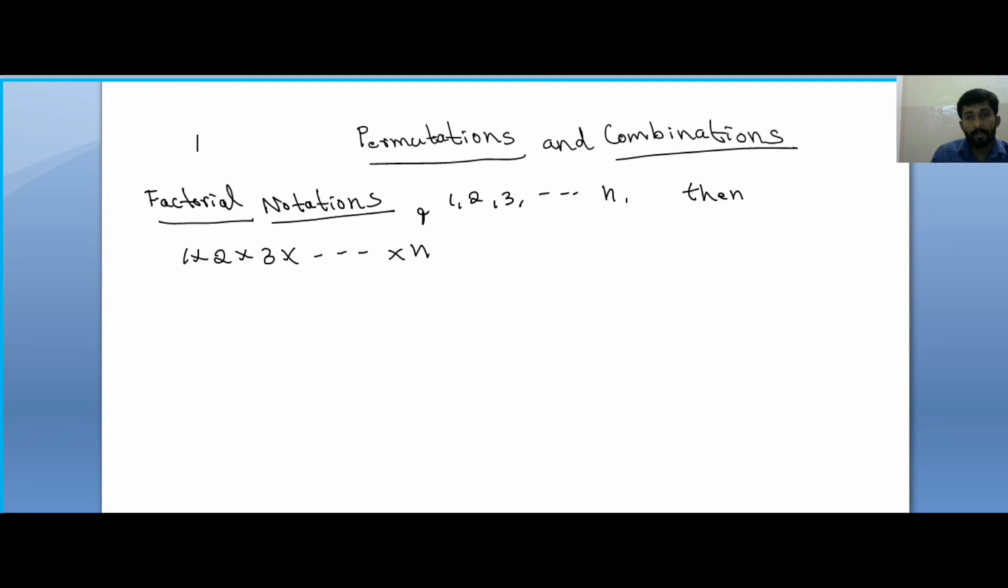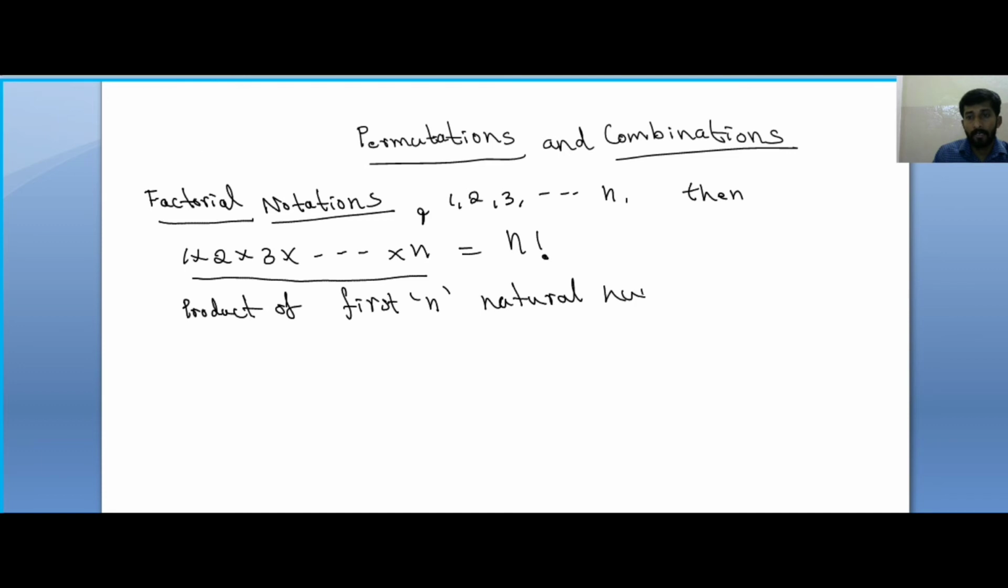For multiplying n natural numbers, this product is denoted by n factorial. Therefore, the meaning of n factorial is the product of first n natural numbers. Clear? n factorial means 1 into 2 into 3 into up to n. If you take the product, we call it n factorial. Another symbol is there, you can write it like this also. It's not angle n, it's a symbol for factorial notation. You can write it as n factorial or use this symbol also.